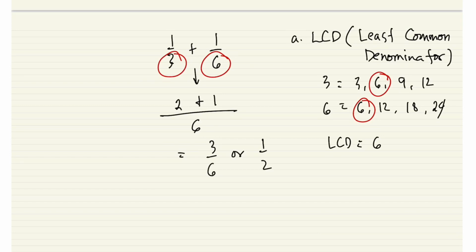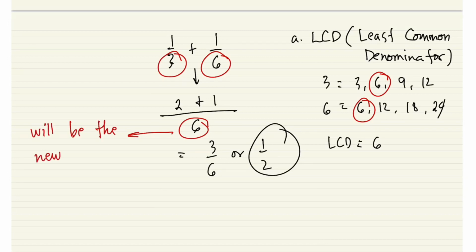Alright, so the answer is 1/2. So that's how we look for the LCD. The LCD here will be the new denominator.